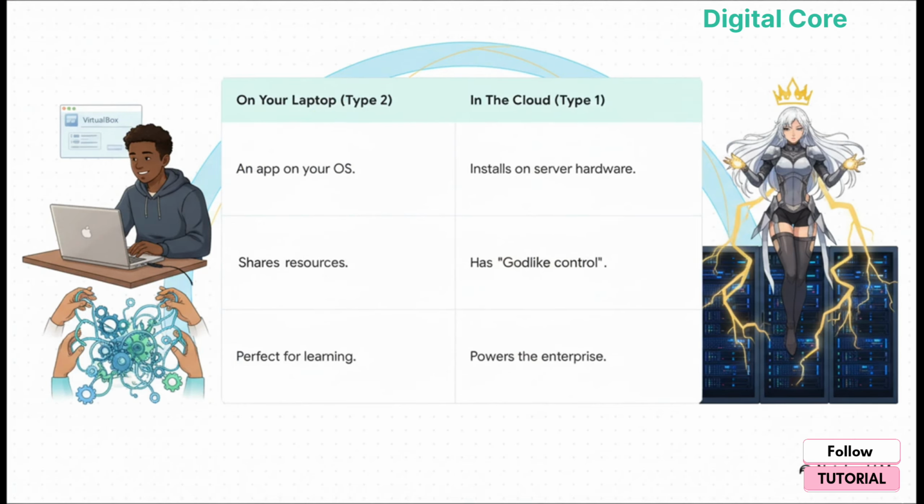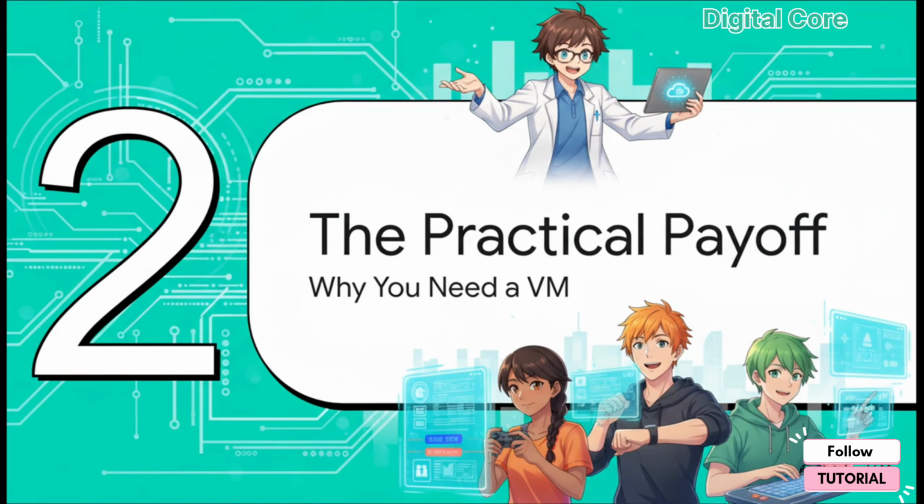Now, you should know there are two main flavors of these hypervisors. The kind you'll probably use on your laptop, something like VirtualBox, is called a Type 2. It's just an app you install on Windows or your Mac, and it has to share resources with everything else. But then there's the big stuff, what the cloud and giant data centers use. That's a Type 1 hypervisor. This thing installs directly onto the server hardware, no operating system underneath it. It has absolute, what you might call, godlike control over every single piece of hardware. It is the foundation.